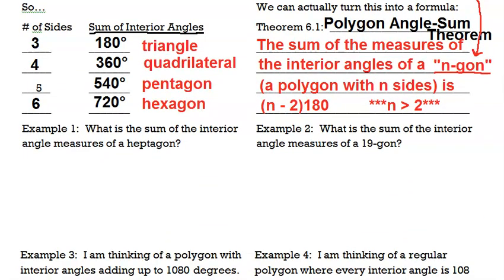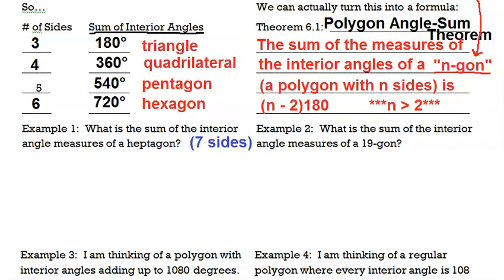What is the sum of the interior angle measures of a heptagon? One of the things I tried to do in this note sheet is introduce you to some words that you might not be terribly familiar with. So we're going to start with heptagon. You know pentagon, you know hexagon. Heptagon is after that, so it's going to be 7 sides.